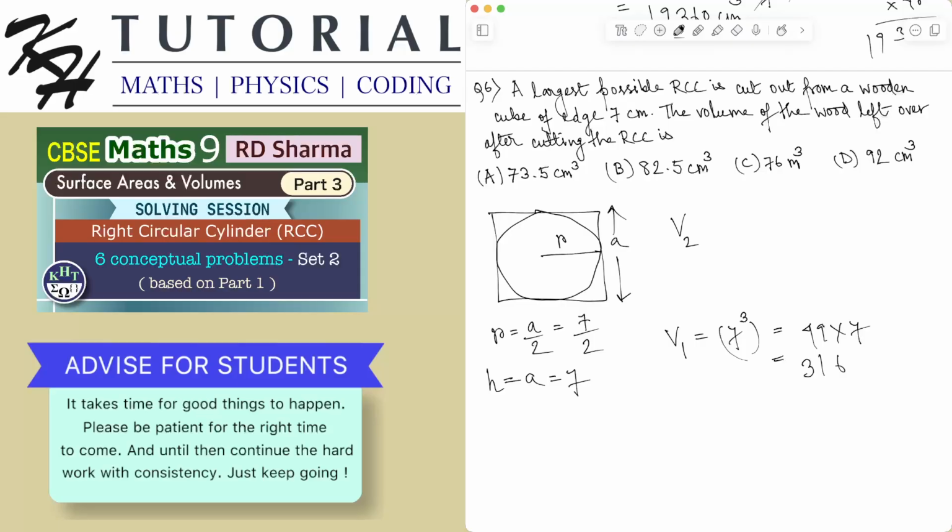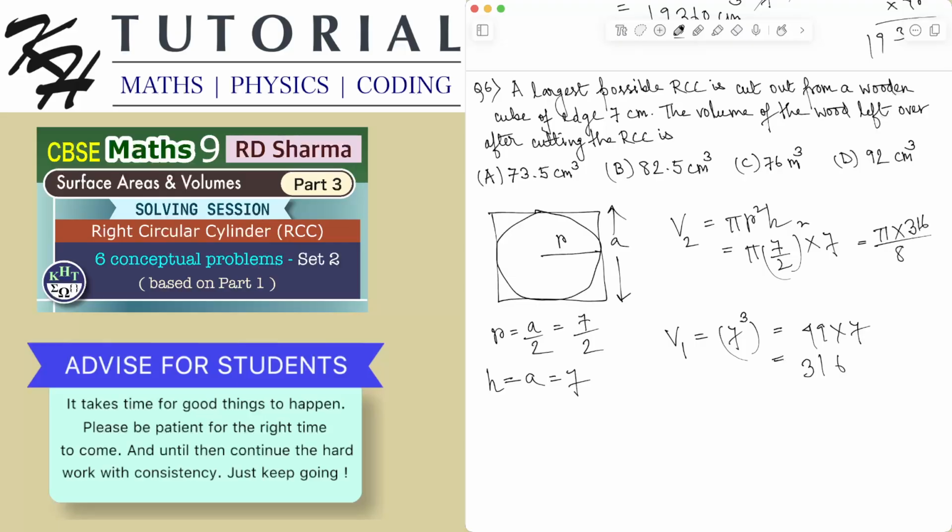Now what is V2? V2 is the volume of the largest possible RCC that is cut out. It will be pi r square h, where r is 7 by 2, squared, multiplied by h, which is 7. So this is equal to pi 7 cube by 8.